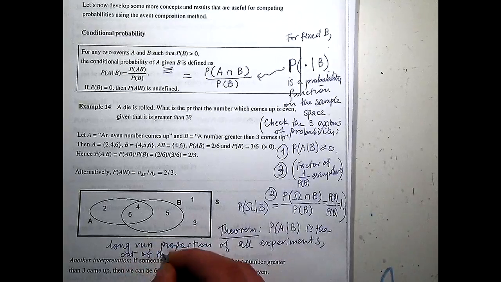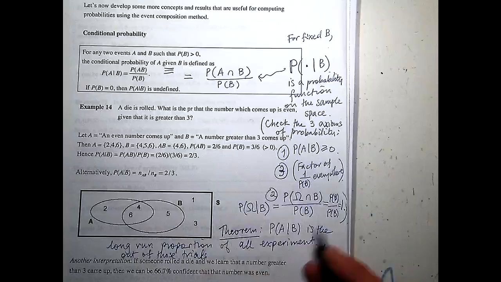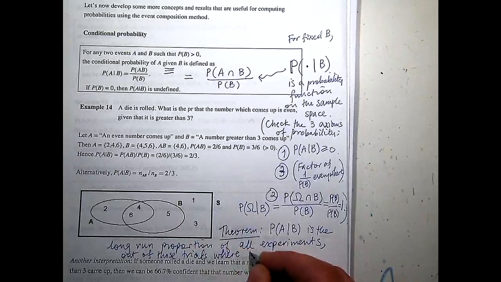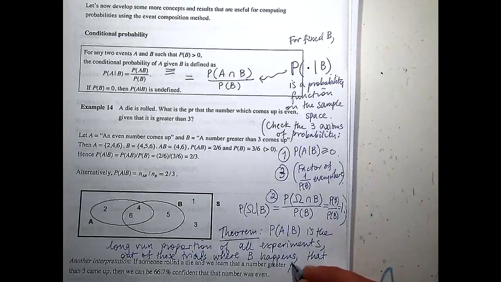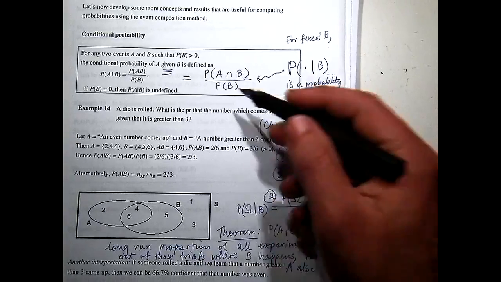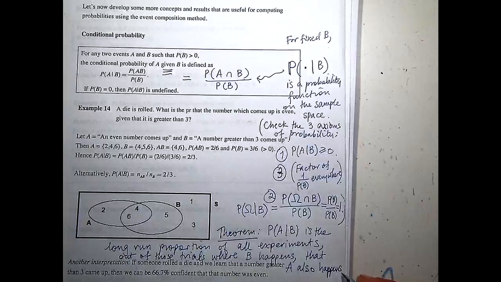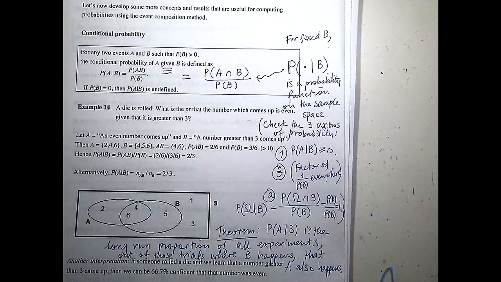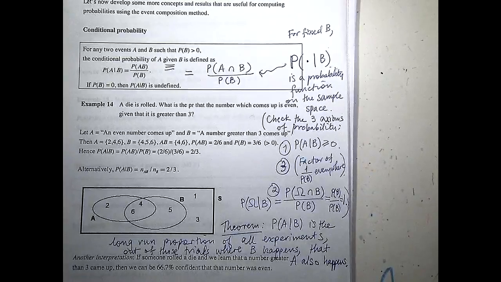Out of those trials, you don't divide by the total number of experiments, you divide by the ones where B happens. Where B happens, that A also happens. So of the trials where B happens, how often does A also happen? And the "also" is why you're doing A intersect B: A happens and B happens. So maybe not exactly the law of large numbers, it's a variant of the law of large numbers. So that's another interpretation. This is the third interpretation among the three that are written in the notes.